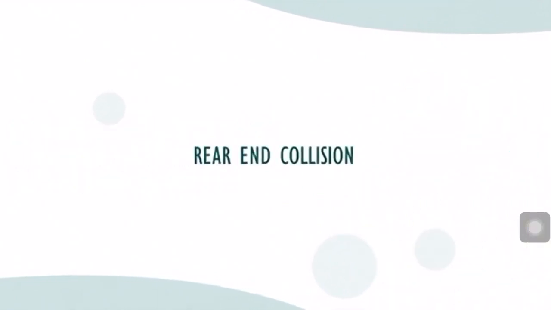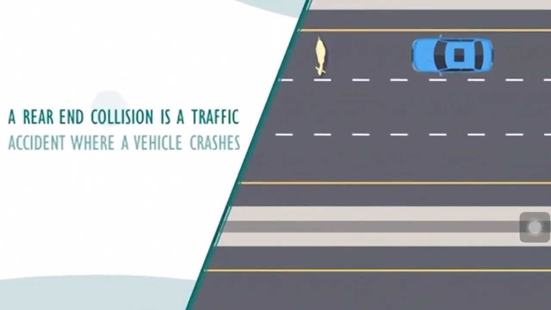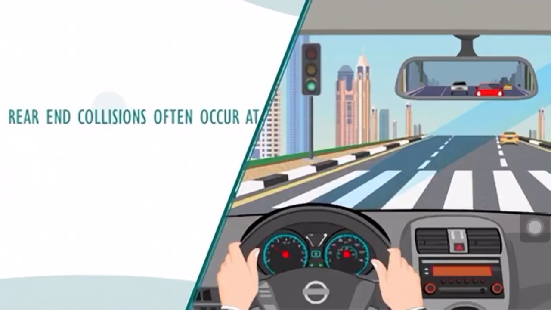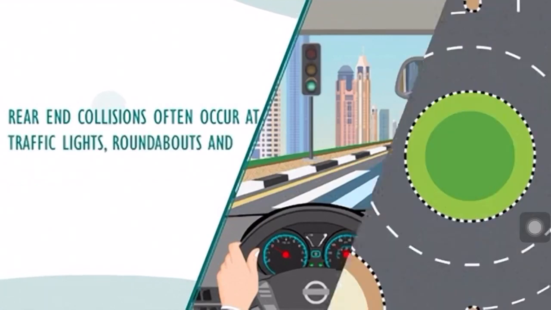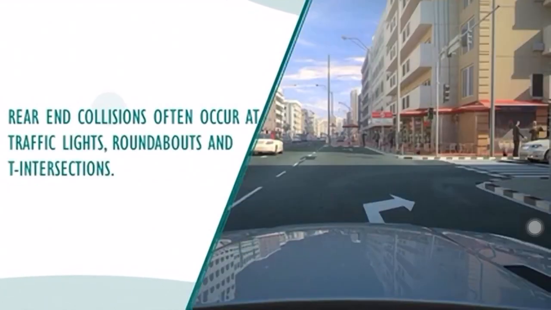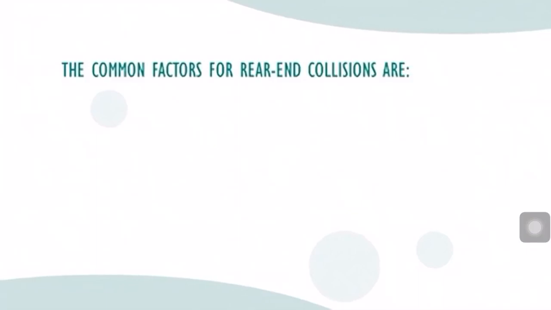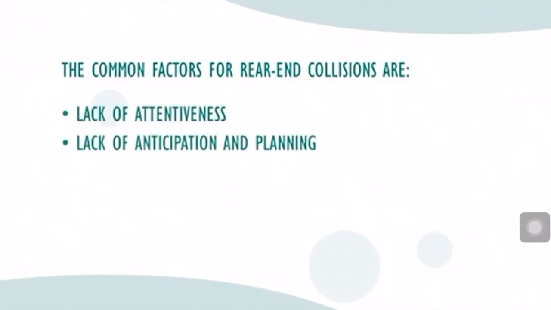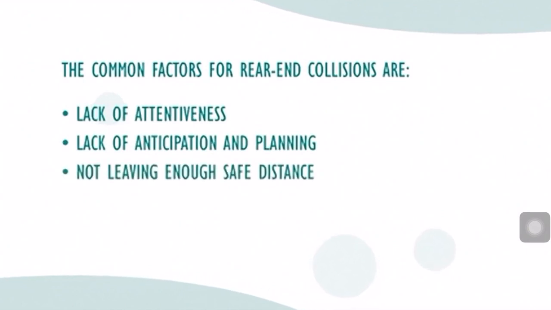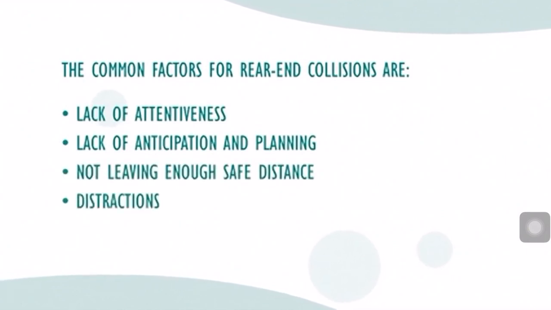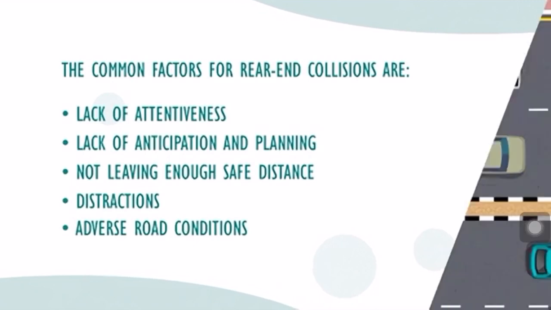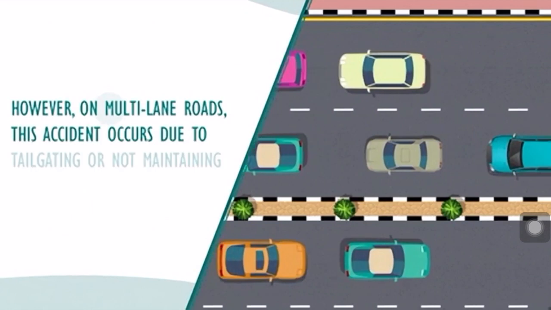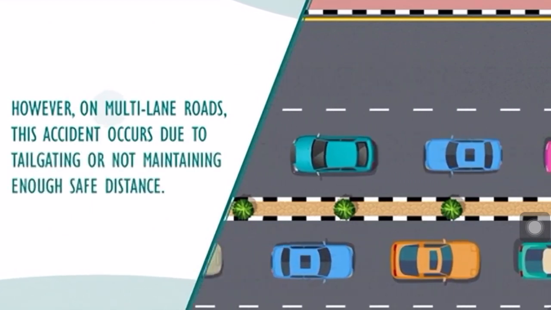Rear-end collision. A rear-end collision is a traffic accident where a vehicle crashes into another vehicle in front of it. Rear-end collisions often occur at traffic lights, roundabouts, and T intersections. The common factors for rear-end collisions are lack of attentiveness, lack of anticipation and planning, not leaving enough safe distance, distractions, adverse road conditions. However, on multi-lane roads, this accident occurs due to tailgating or not maintaining enough safe distance.